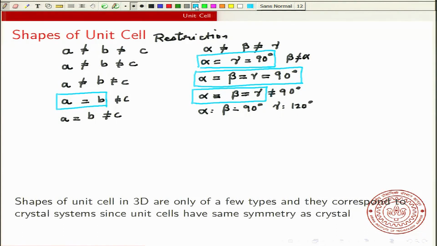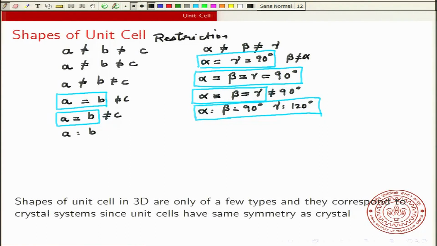Now, I have many more restrictions. So, not only do A and B have to be equal to each other, but you have all these restrictions. Alpha has to be equal to 90 degrees, beta has to be 90 degrees, and gamma has to be 120 degrees.